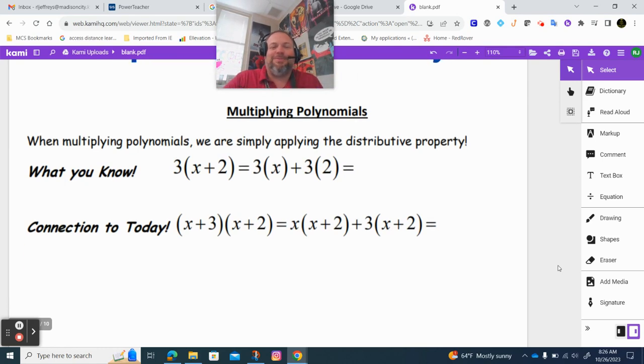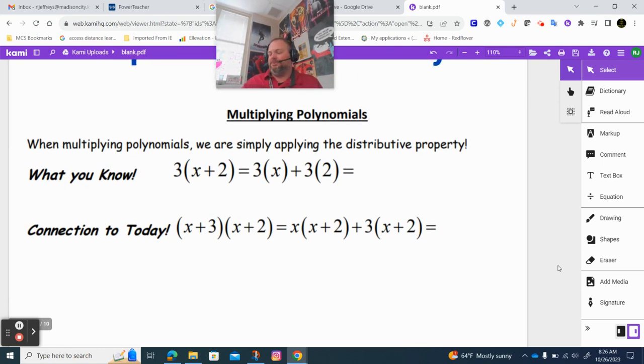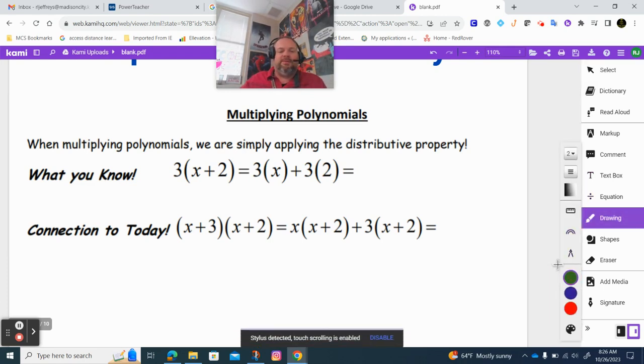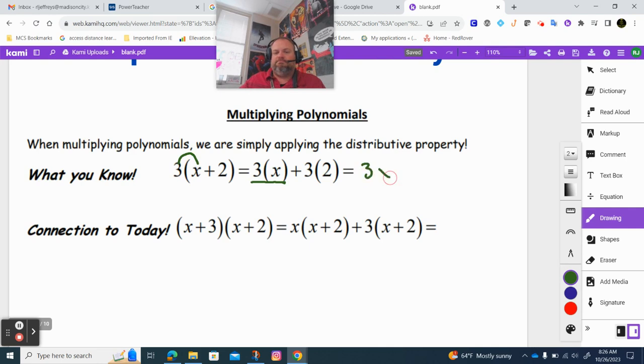Today we're looking at multiplying polynomials. Okay, so I'm actually going to show you two methods, and you get to take your pick. So we know from distributive property that it's 3 times x, and then 3 times 2, which is 6. Okay, that's what we should have right here.